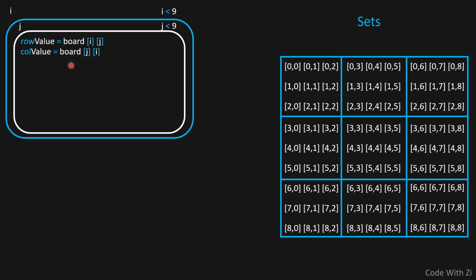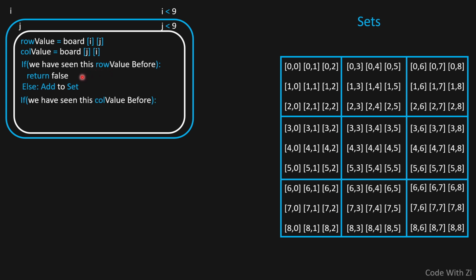Now, below these, we're gonna be like, have we seen this row value before? So does it exist inside of our set? If it does, that means we have repetition, so we're gonna return false. And if it doesn't, meaning else, we're gonna add it to our set because that means it's the first time we're actually going through this value and we wanna add it to our set so we can check in future if we're gonna come across the same number or not. Now, this was for our row value. We're gonna literally have the same thing for our column value. We're gonna be like, have you seen this column value before? If we do, return false, else, add it to our set.